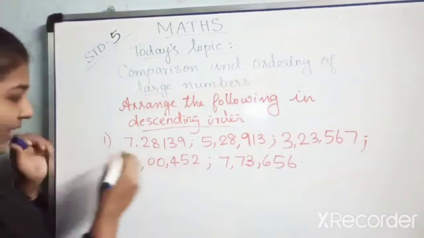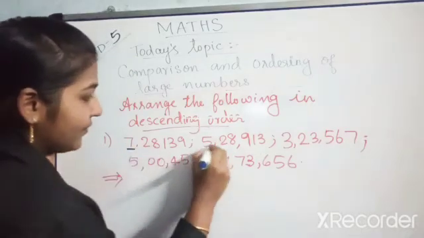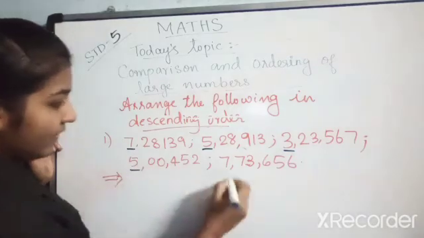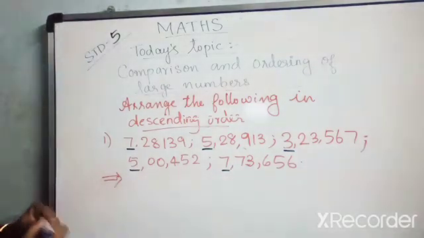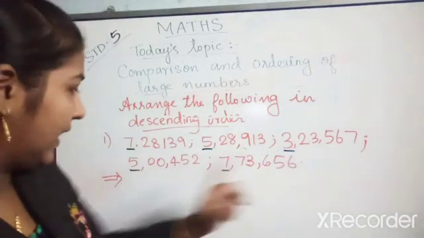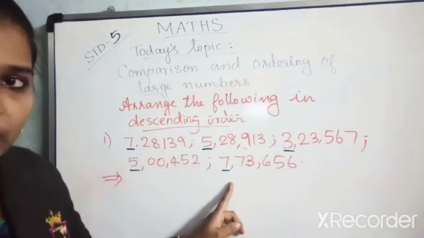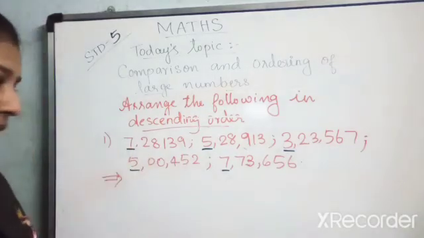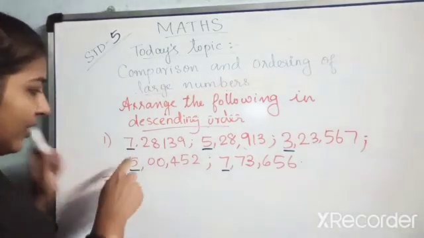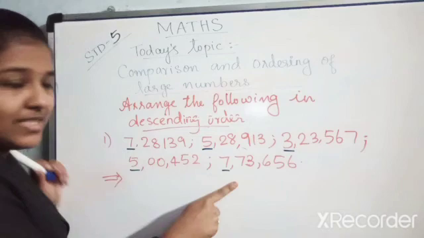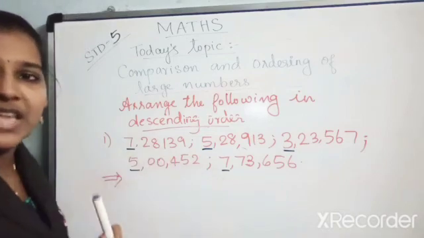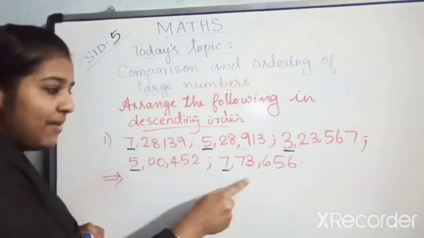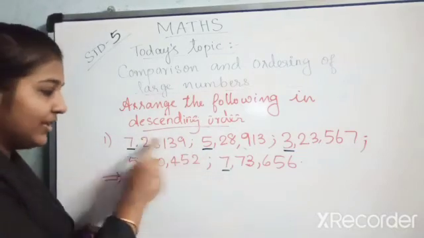So here the highest place digits are 7, 5, 3, 5, 7. So tell me children, among these digits which is the greatest one? That is 7, isn't it? And here two 7s are coming. Two numbers are starting with 7. So we have to check which number is biggest among these two.